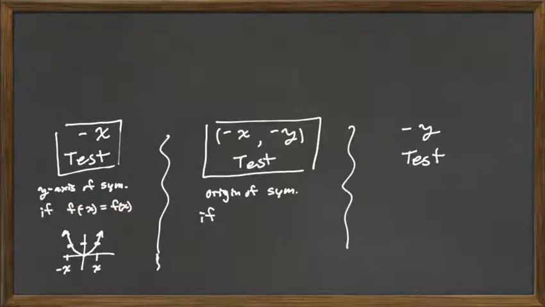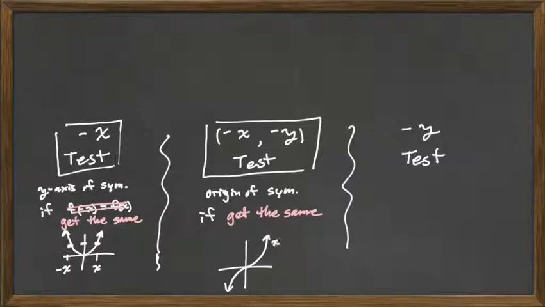Okay, but I want to simplify this a little bit more. I think this is pretty mathy language right here. Instead of saying that, I just want to say: are you getting the same thing that you started with? So when you plug in a negative x and a negative y, do you get the same? Because if you do get the same, then that means this one has symmetry about the origin. Symmetry about the origin is like an x to the third function.